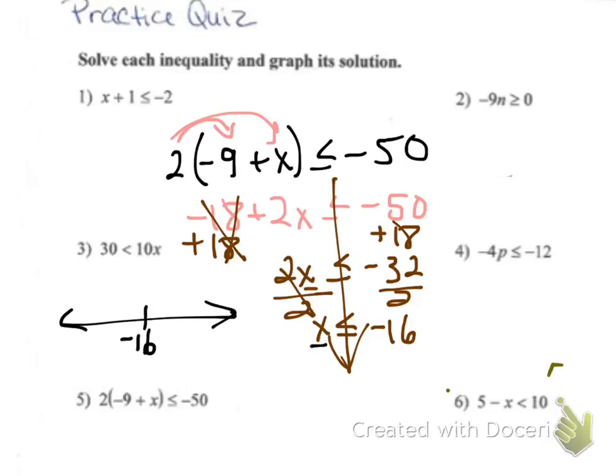I need negative 16, and be careful, negative 17 goes over here. It's going to be a filled-in circle because it is one of these. And because my variable's on the left-hand side, this is going the right direction, so I just graph it. All right, one more for this slide.